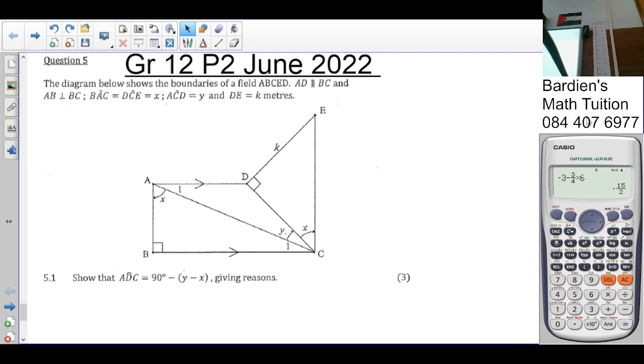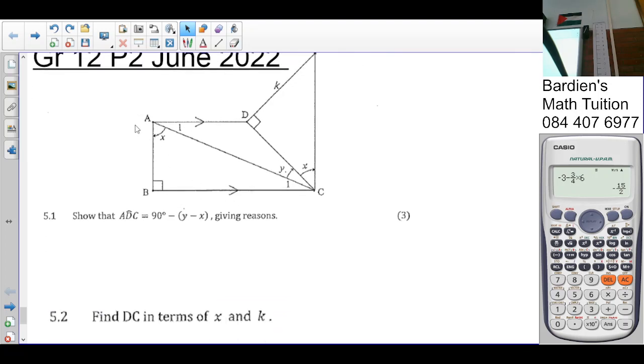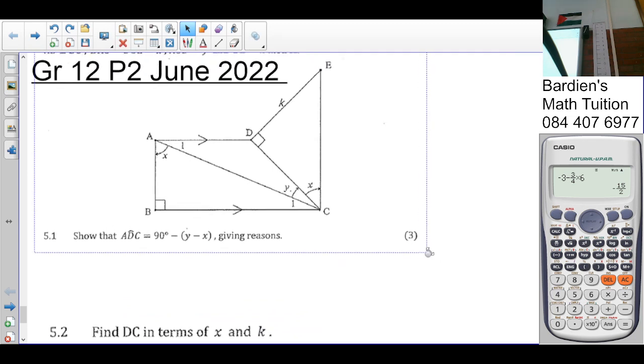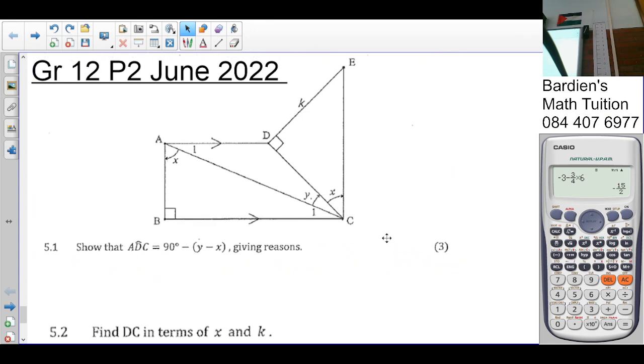DE is K. So all of that information is, of course, on this diagram. Just doing that so I can enlarge this diagram a bit. So the question says, show that angle ADC, which is this angle here, is going to be 90 minus y minus x, giving the reasons. So, in other words, I need to know this angle on the side of that angle.